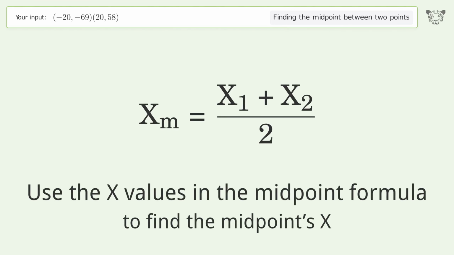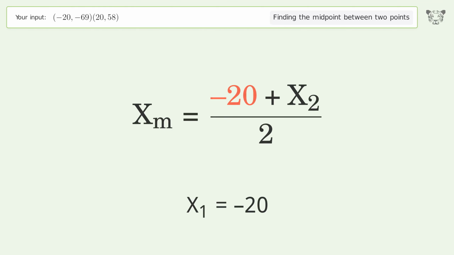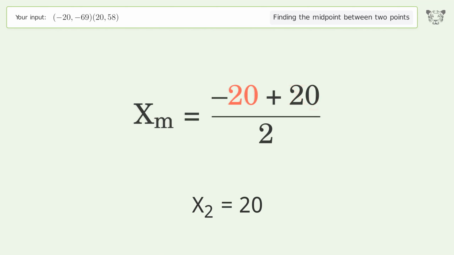Use the x values in the midpoint formula to find the midpoint's x. x1 equals -20. x2 equals 20. Simplify the arithmetic.